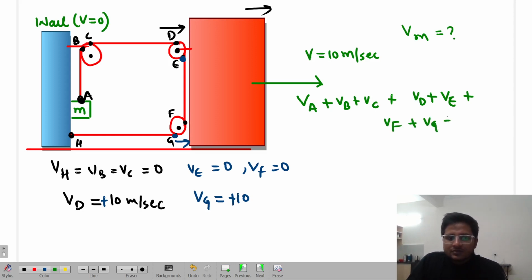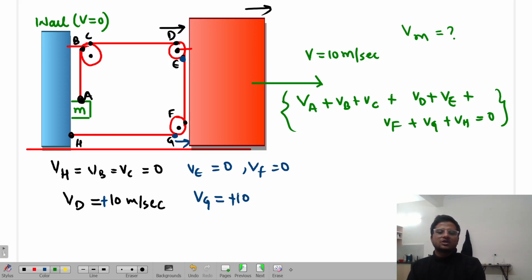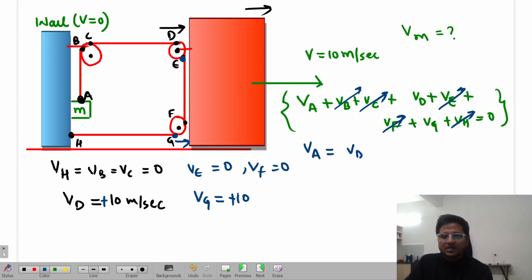Plus v of g plus v of h becomes how much? So zero. So the sum of all the velocities on that thread becomes how much? Zero. So अब ध्यान से देखो इसमें कौन कौन सी कैंसिल हो जाएगी, तो पहले b कैंसिल हो गया, फिर c कैंसिल हो गया, फिर h कैंसिल हो गया, फिर e कैंसिल हो गया, और साथ में f। तो velocity of a is equal to what? Minus velocity of d minus velocity of g, or not. So that becomes how much? Minus 20 meter per second.